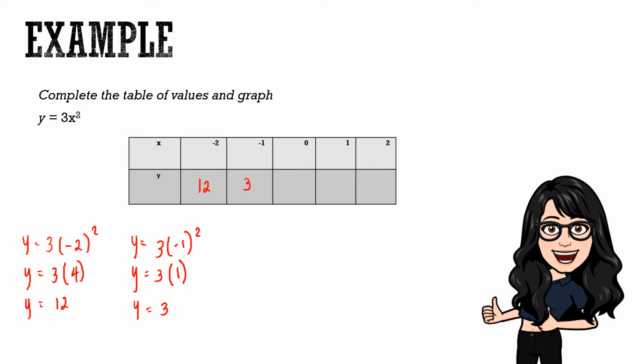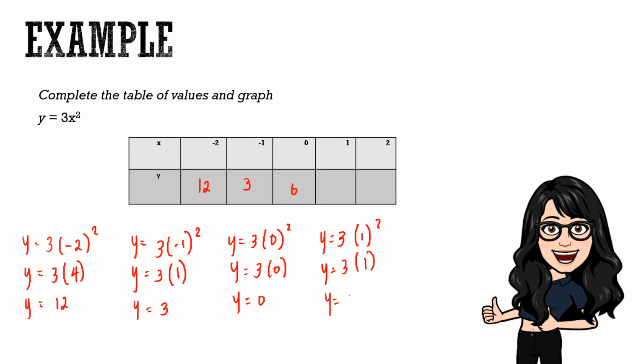Next, if x is equal to 0, so we have y equals 3 multiplied by 0 squared. Multiplying 0 by itself will give us a product of 0. Then multiplying 3 by 0 will give us a product of 0. Next, y equals 3 times positive 1 squared. Again, multiplying 1 by itself will give us a product of 1, and multiplying 3 by 1 will give us a product of 3.